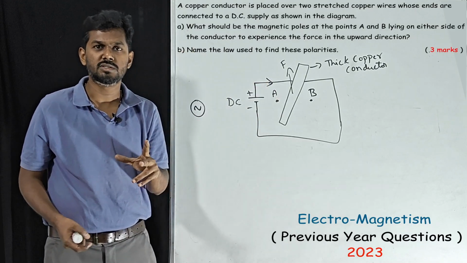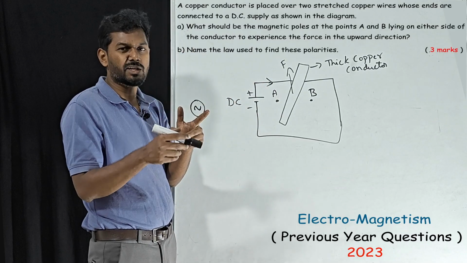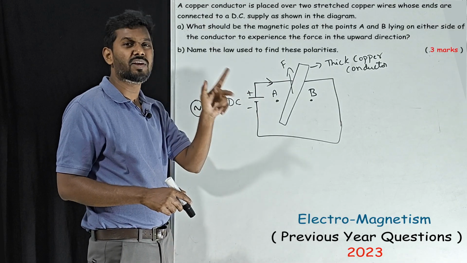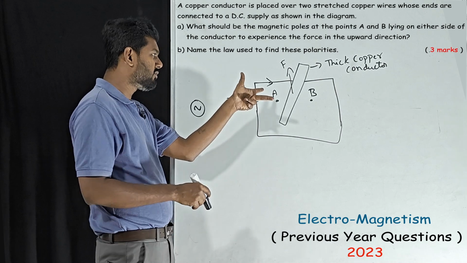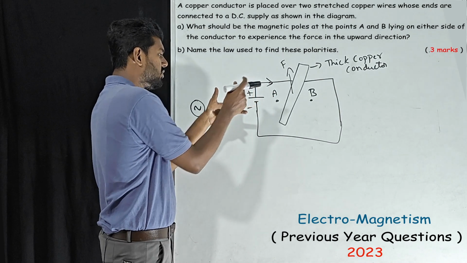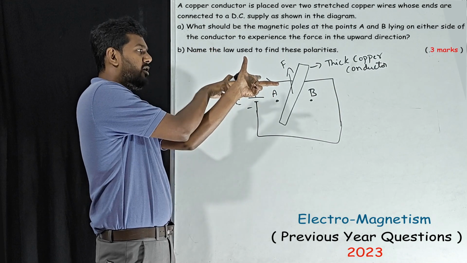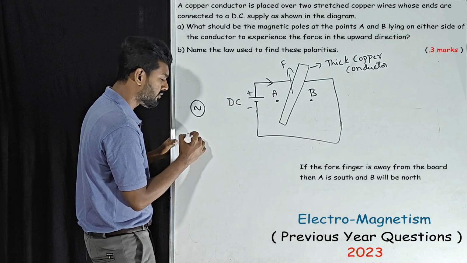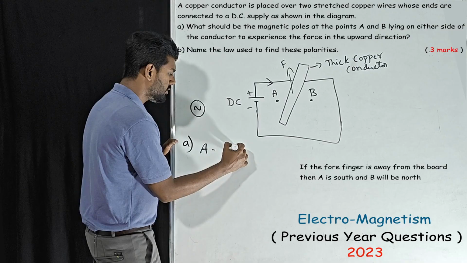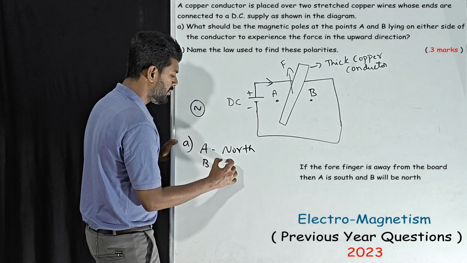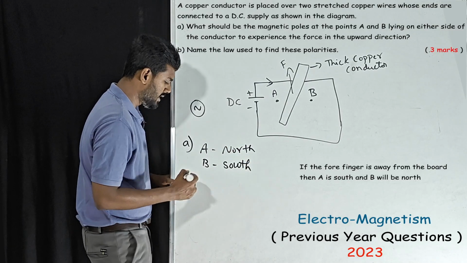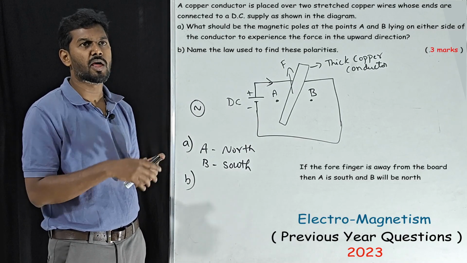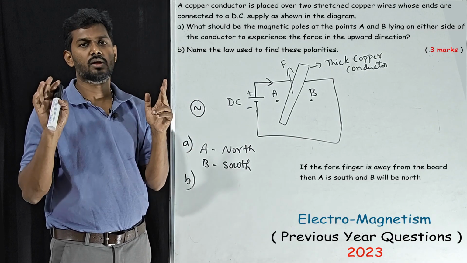See why it is getting difficult, because in all the questions they used to give the magnetic field, and using that we used to align everything. Now they are asking the magnetic field, that's why it is a little difficult. So what we have to do is align everything according to the direction of current and direction of force. Now if it is towards the board, then A will be north. So the first answer, A is north. If A is north, B will be south. Done. What is the next question? Name the law used to find these polarities. Fleming's left hand rule. That's it.